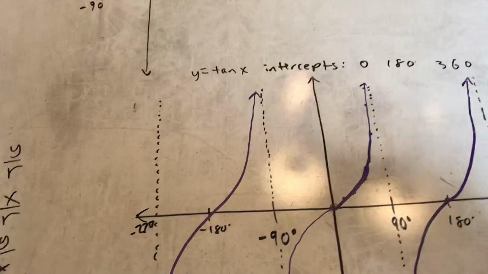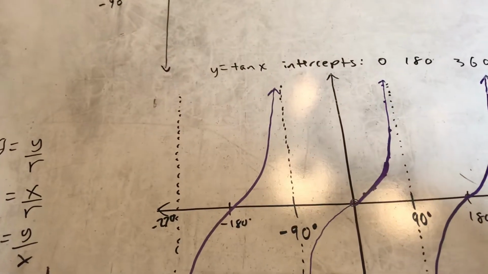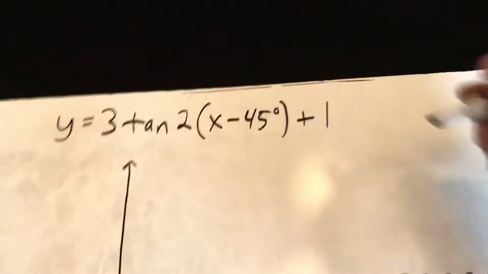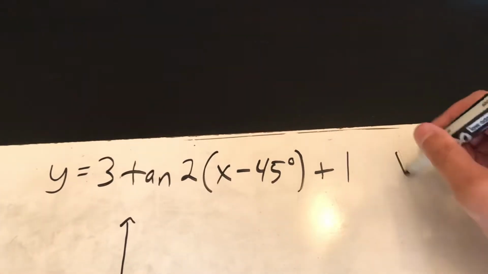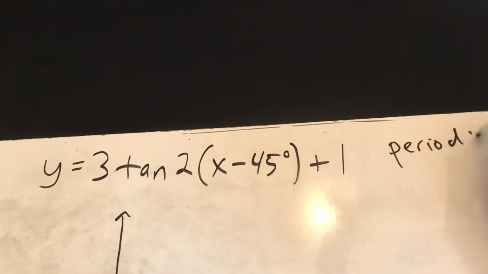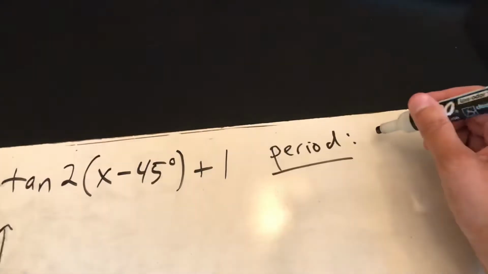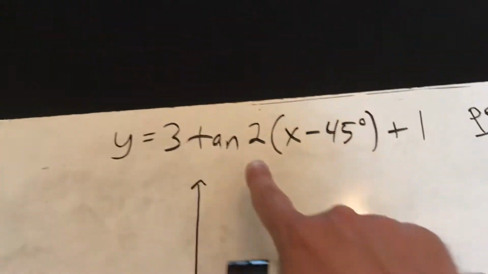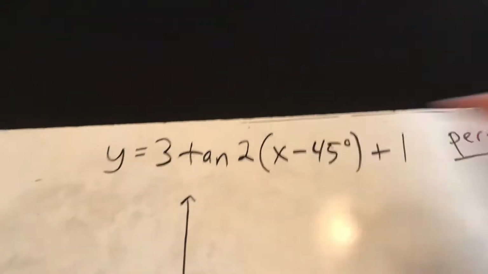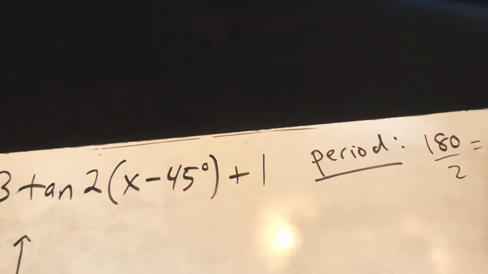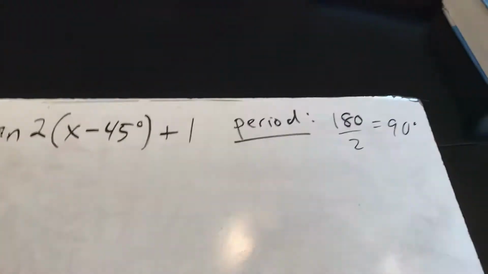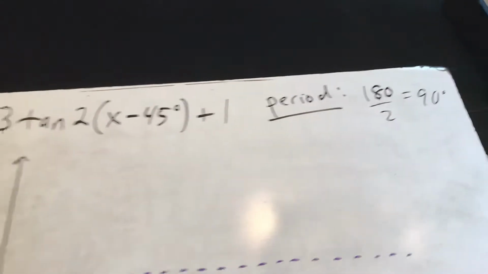So the period of this function would normally be 180 degrees or pi radians. However, we've got this multiplier of 2 here, so it's moving 2 times as quickly. Period's going to be 90 degrees. Everything repeats every 90 degrees.